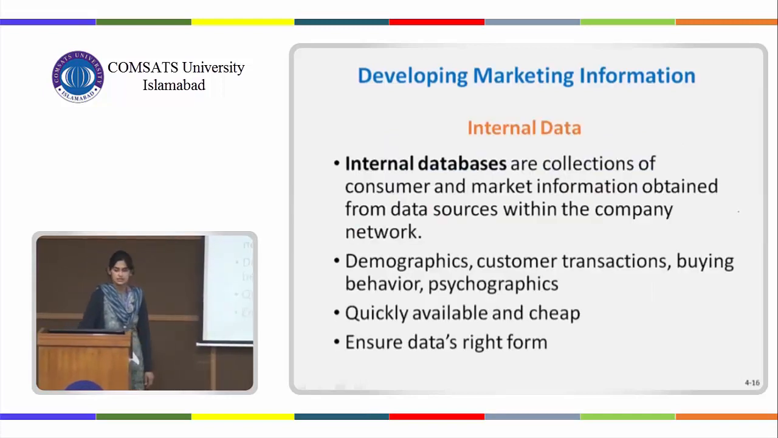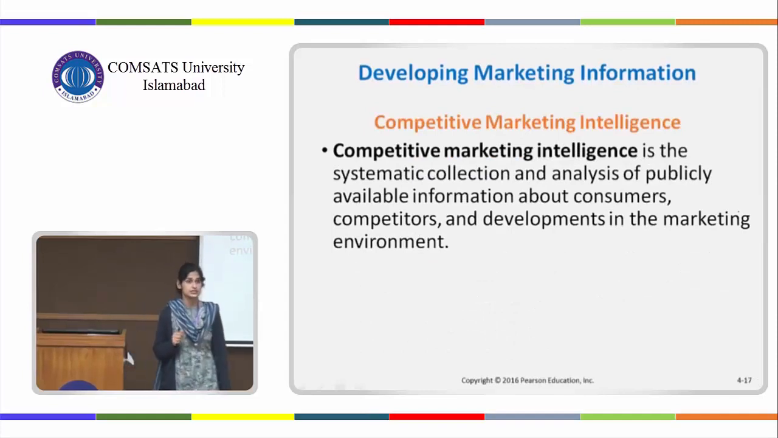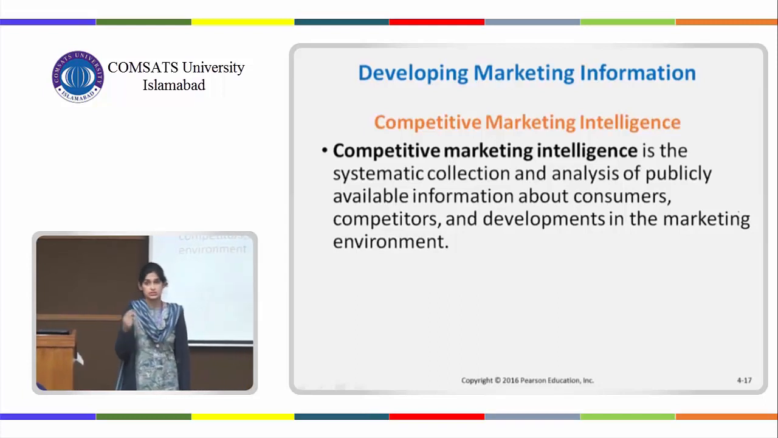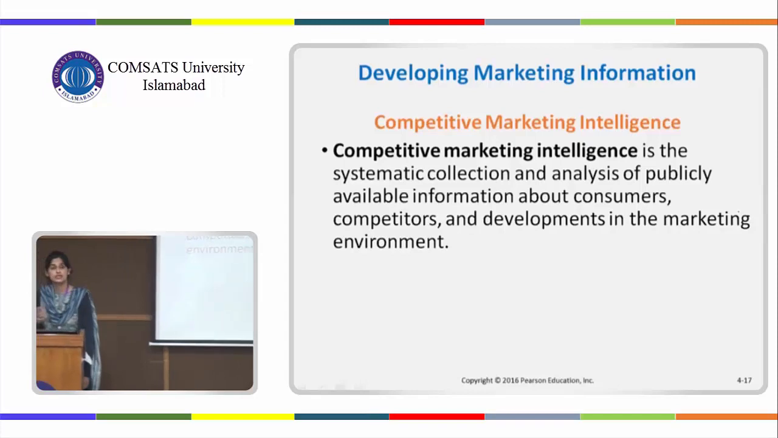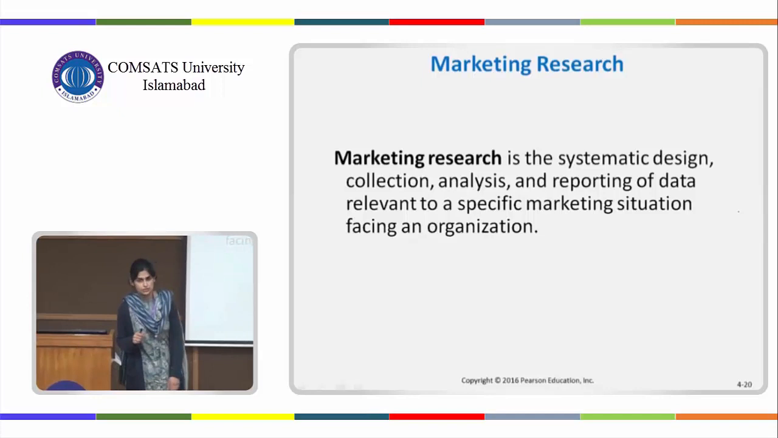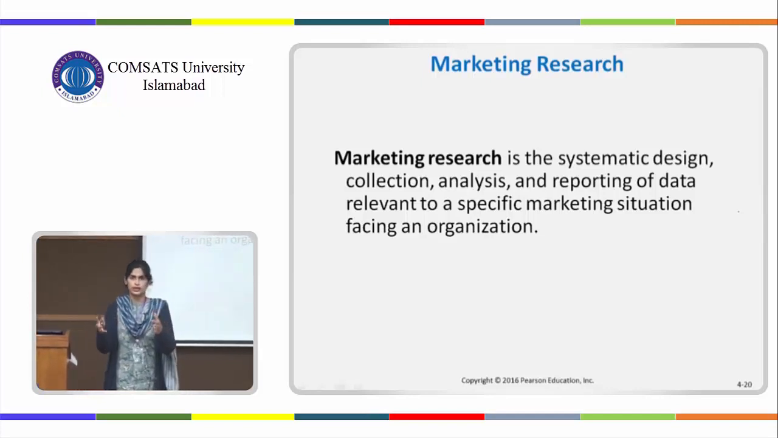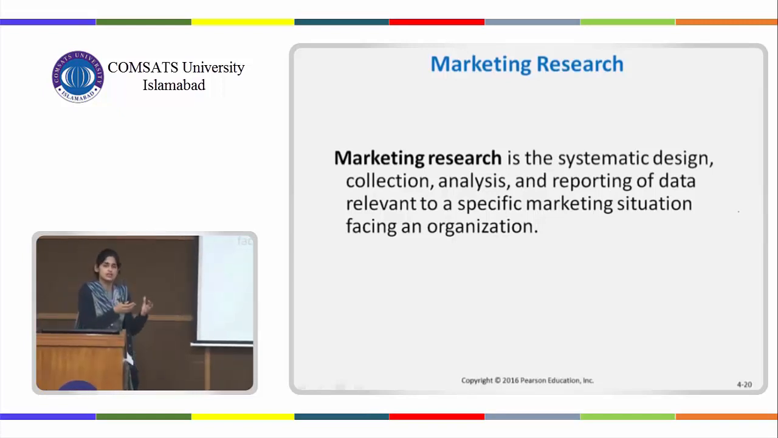The second source of data was marketing intelligence. Competitive marketing intelligence, whereby you look outside of the organization other than your internal database and try to find out what new opportunities there are in the market and which opportunities you can capitalize on. Then the third one was marketing research. Marketing research was a more formal way of research in which you make a research plan, you implement it, you get the findings, and then you use those findings to make the decisions.